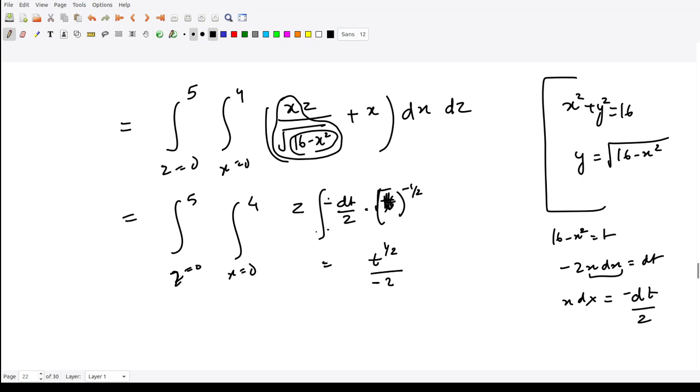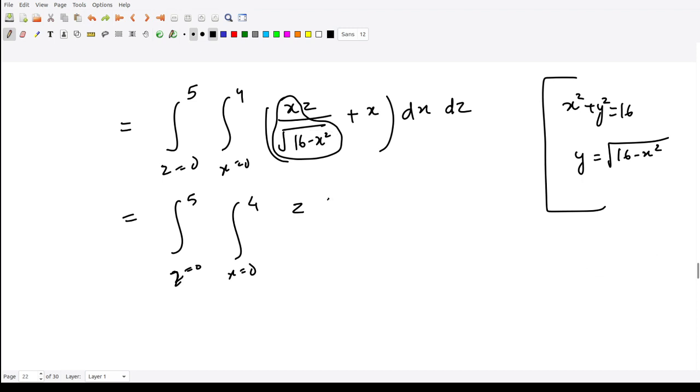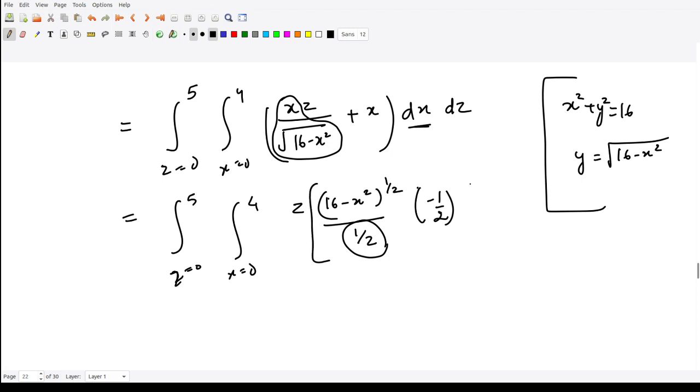So what was our t? Let me write down here the value directly. So what do we obtain here? It would be 16 minus x square raised to power 1 by 2 divided by 1 by 2, right, into minus 1 by 2. That 1 by 2 is because of power, and this 1 by 2 is because of the quantity x dx, right? And here the limits of integration are from 0 to 4, dz would be as such. So this is after performing this integration.